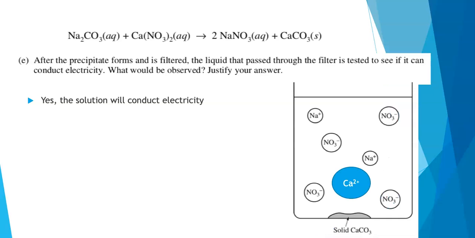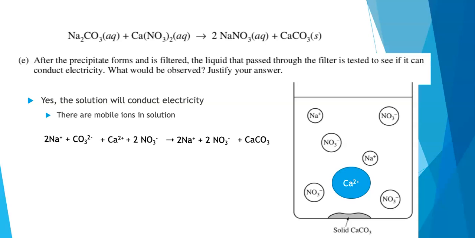Well, let's go back and think about that particle level model we filled in a couple of parts back. We've got ions in solution, and these ions are free to move. We've got sodium ions, we've got nitrate ions, we've got excess calcium ions. All right, there are mobile ions in solution. We can even go back and look at the products of our complete ionic equation, and we see that there are mobile ions in solution, and therefore, yes, it will conduct electricity.